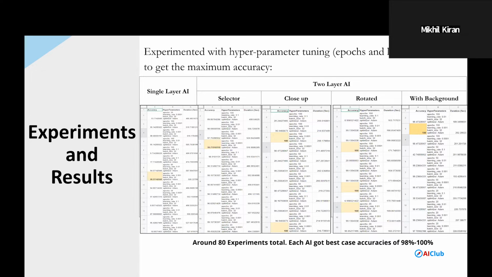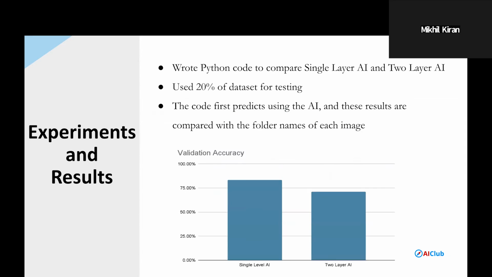We wrote Python code to compare our single layer and 2-layer AIs. We used 20% of our data set for testing these AIs. The code first predicts using the AI, and then the results are compared with the folder names of each image, as this is how we checked if the AI predicted correctly or not.